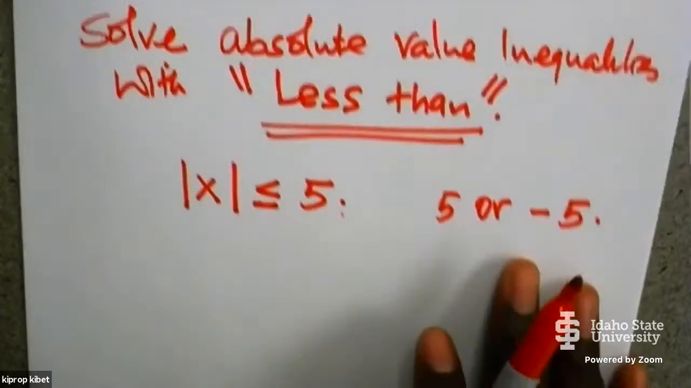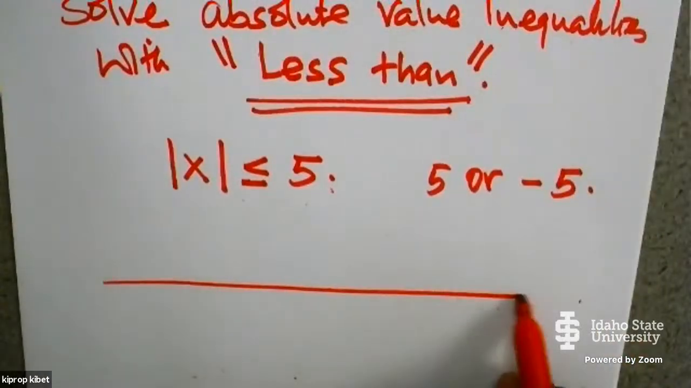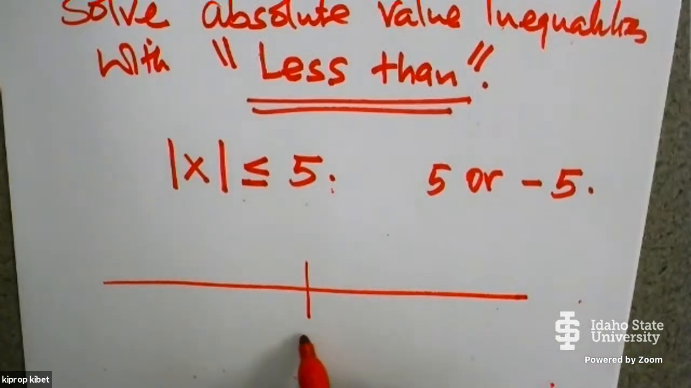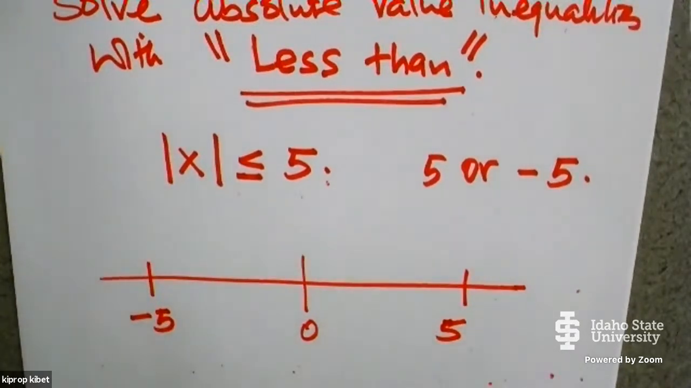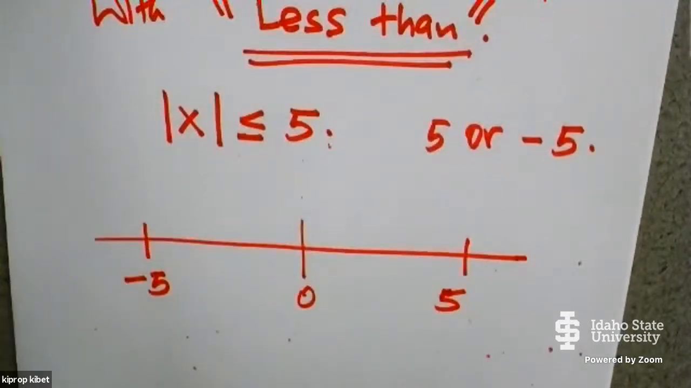So this is like this in a number line. We have 0 here, then we have 5 there, then we have minus 5. Okay? If it is an equal sign, it is 5 or minus 5, which is satisfying now, because this sign is positive here.